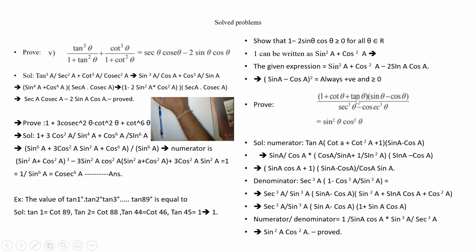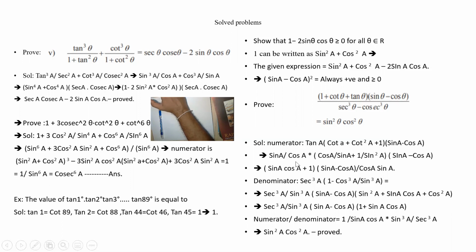Now prove that (1 plus cot theta plus tan theta) into (sin theta minus cos theta) divided by (secant cube theta minus cosecant cube theta) is equal to sin square theta cos square theta. Let us put them into simple form. When you take tan theta out, what is becoming? 1 by tan theta is cot theta. Plus cot into cot square theta plus 1, into sin theta minus cos theta. In terms of theta, I have used A.